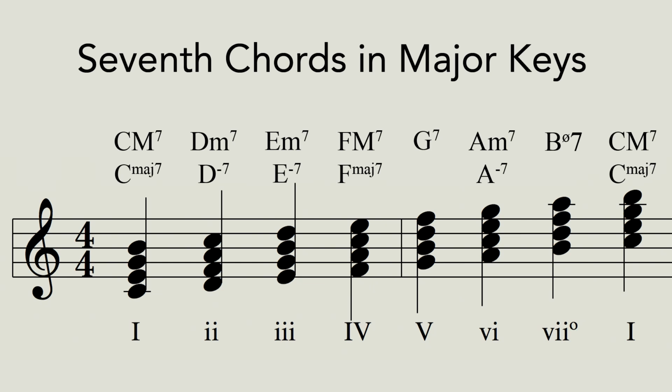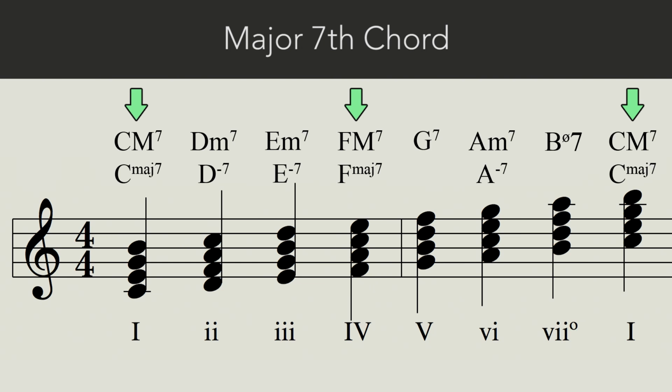So let's get into these. The 1 and 4 chords are major seventh chords. These can be notated with a capital M and a 7, or an MAJ and a 7. The 2, 3, and 6 chords are all minor seventh chords. These can be notated with a lowercase m and a 7, or a dash or a line, and a 7.